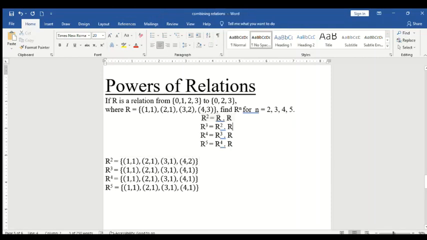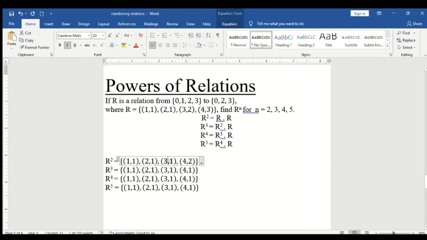Next we have R^3, which is equal to the composition of R^2 and R. So we have R^2 and R, and we are simply mapping. First we have 1 for R^2, which is mapped to R: 1 is mapped with 1. Therefore, the answer is (1,1). Next we have 2, whose partner is 1, so the same: 1 is mapped with 1. Therefore, we have (2,1).